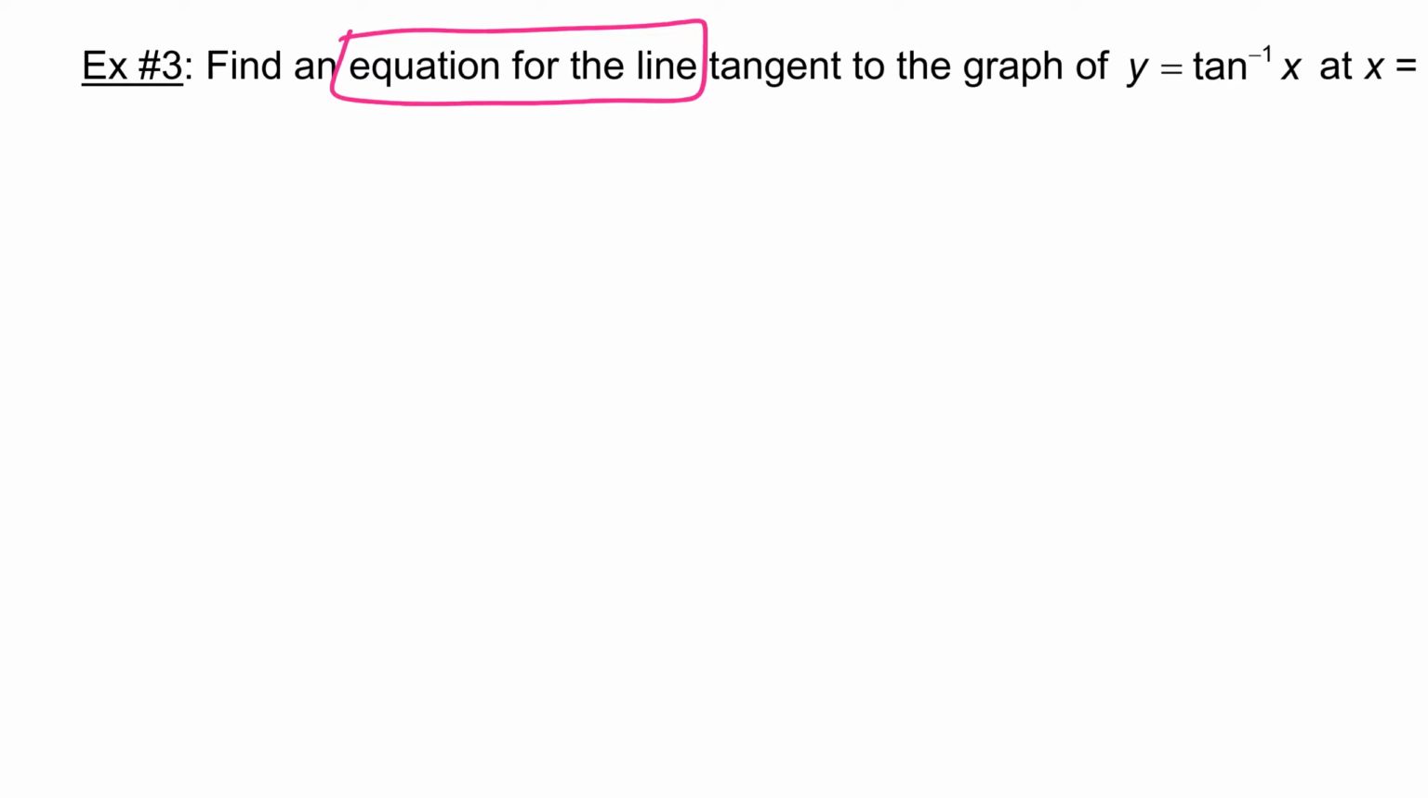When I'm asking for an equation of a line, if we find the derivative at a point, that gives me the slope. And if I give you a point, y1, x1, leave it in point slope form, and then you have an equation for a line.